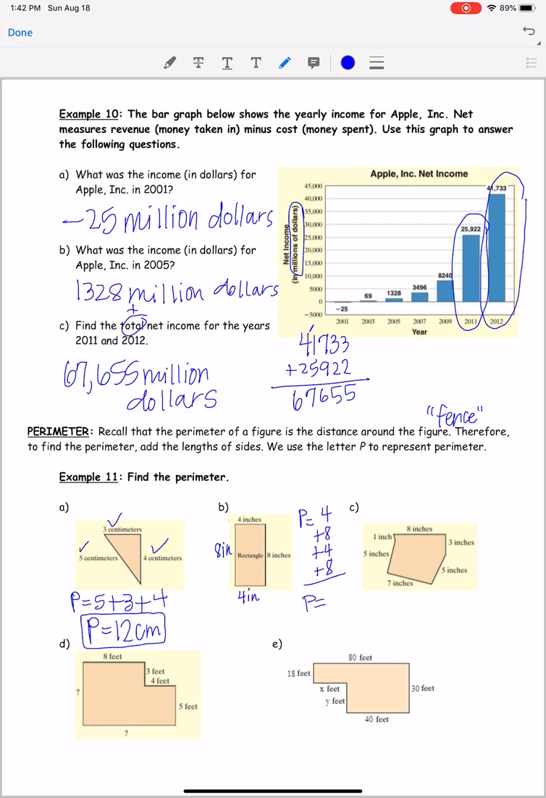So my perimeter, we've got 4 plus 8 is 12, plus 4 is 16, plus another 8 is 24. And again, 24 what? What unit are we in? We are in inches, so perimeter is 24 inches.